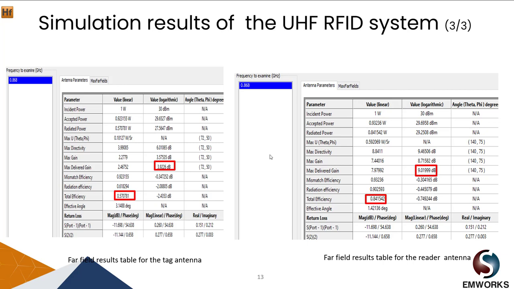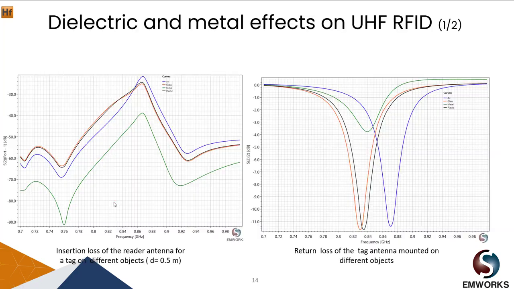In HFSS, we have what we call the results table. In the results table, we can see different antenna parameters, such as the maximum gain, radiation efficiency, and the total efficiency. So in our example, the reader antenna has a gain of 9 dB and a total efficiency of 84%. As for the tag, it has a gain of 4 dB and a total efficiency of 60%.